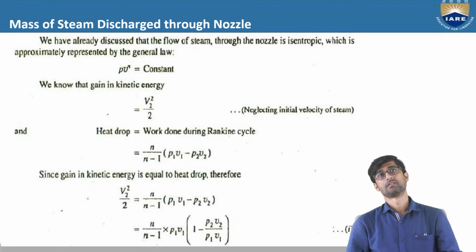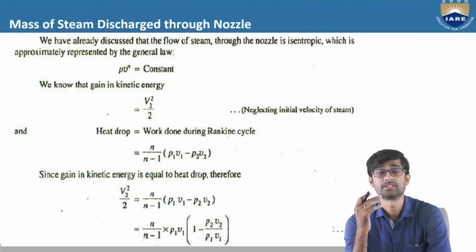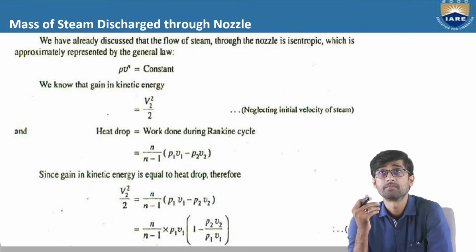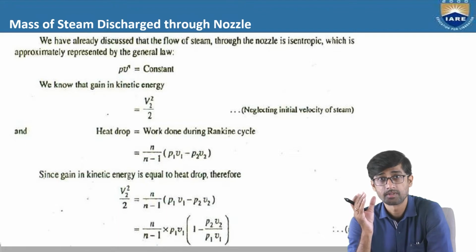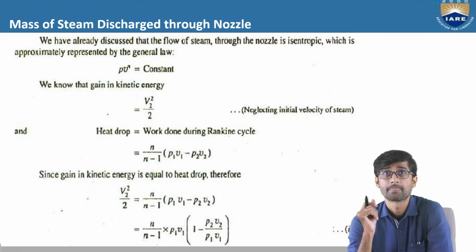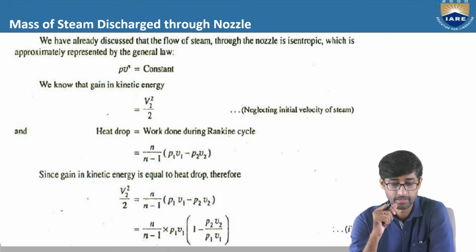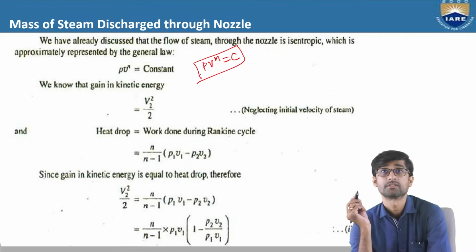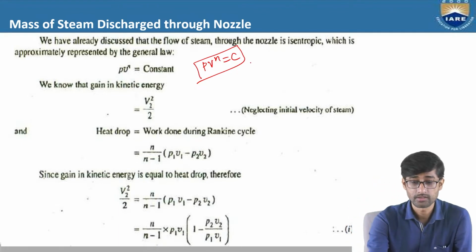Next, we have to calculate what is the mass of steam discharged through the nozzle. We have already discussed that the flow of steam flowing through the nozzle is isentropic. We are assuming the flow is isentropic, or it is called a reversible and adiabatic process, which is given by the law we already know, PV to the power n is equal to constant for a polytropic process, right? Where n is called the isentropic index.